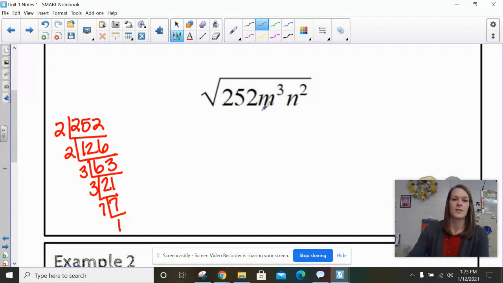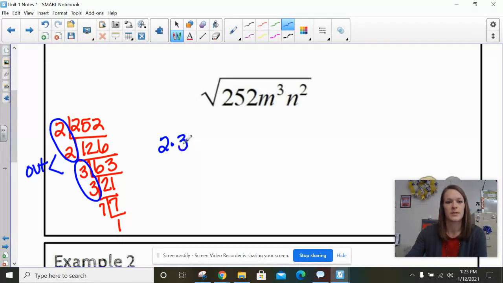Okay. So then circle in pairs here. I have a pair of 2s and I also have a pair of 3s. Those are going to come outside of the radical. So I'm going to have 2 times 3 on the outside. And then the 7 down here will stay under the radical. So this will become 6 radical 7.